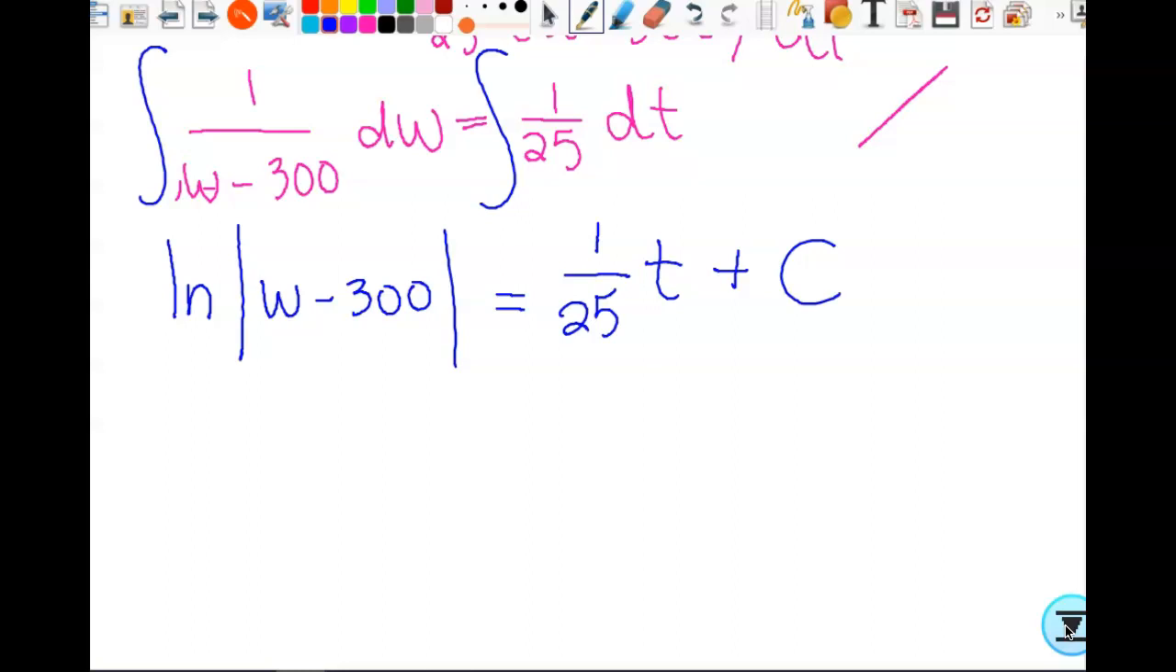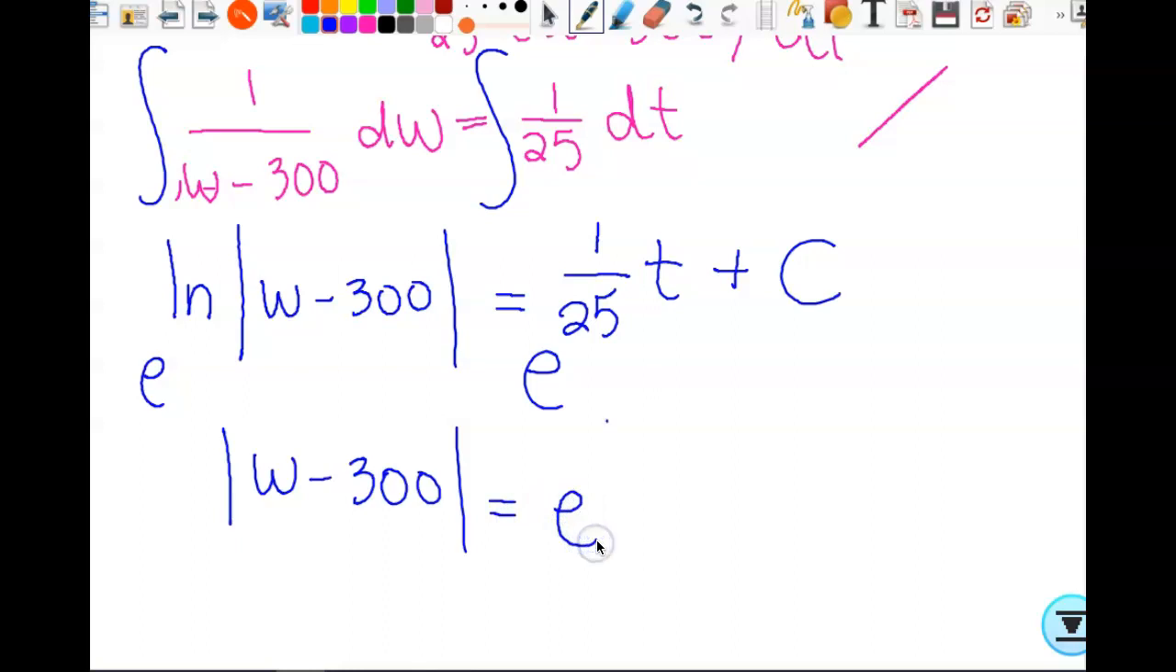What's the inverse operation? So exponentiate. The purpose of choosing that operation is because it's the inverse. Those undo each other, leaving us with absolute value of w minus 300. All right, just be careful over here, because a common mistake is bringing that c out of the exponent. Okay, we got to bring up the c. It's now part of that exponent.